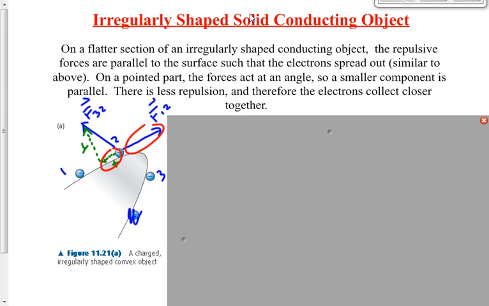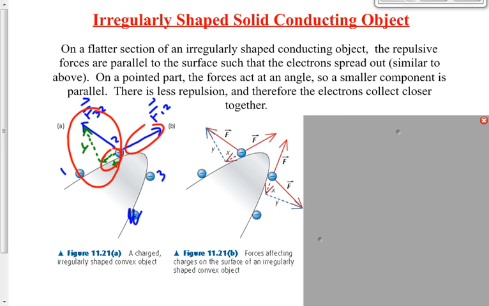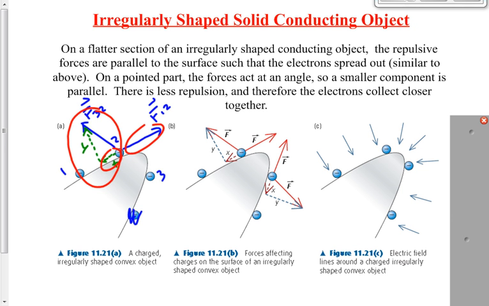But because of the irregular shape, and because of the analysis of the component right here of F32, that's going to result in a situation where they're not equally spaced. Rather, they're more concentrated at the tip. You can see in the final diagram, the excess electrons are all over this object, but they're more concentrated at the tip than they are anywhere else.